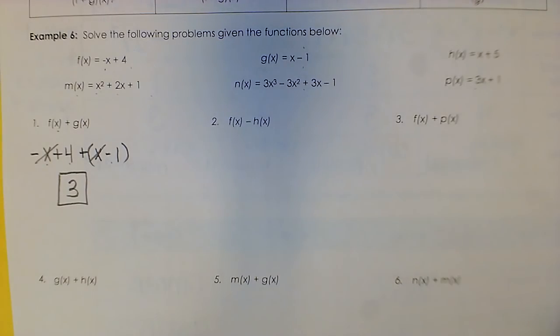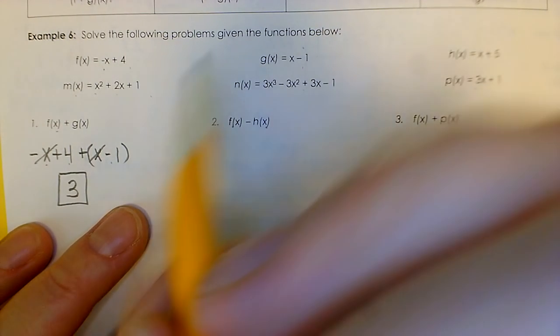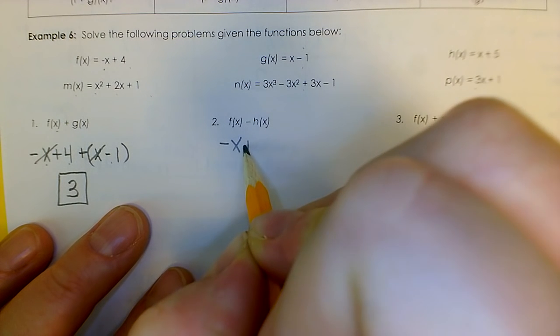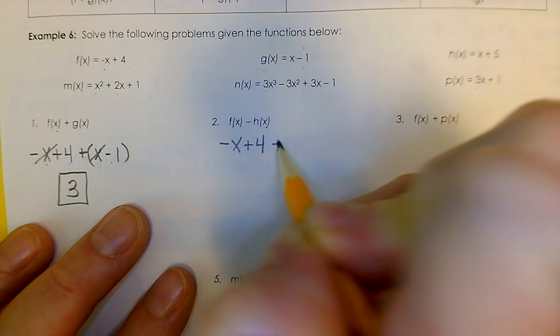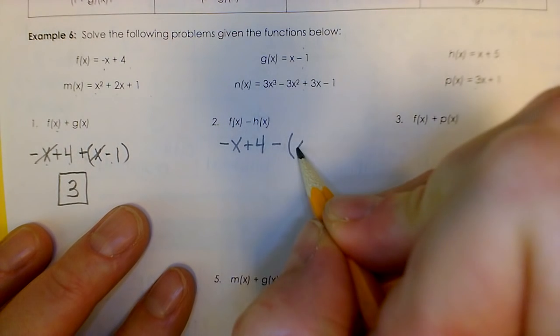So that should be a pretty simple task. All right, let's look at subtraction. If I subtract f of x and h of x, well, f of x is up here, so you're just going to plug it in. Negative x plus 4, so f of x minus, what's h of x? x plus 5.